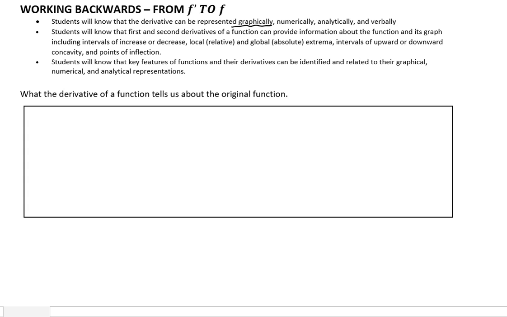We'll know that the first and second derivatives of a function can provide information about the function and its graph, including intervals of increasing and decreasing, local, relative, and global extrema, maxes and mins, intervals of upward or downward concavity, and points of inflection. And we'll also know that key features of functions and their derivatives can be identified and related to their graphical, numerical, and analytical representations. And again, we're going to deal mostly with graphical today. Okay.